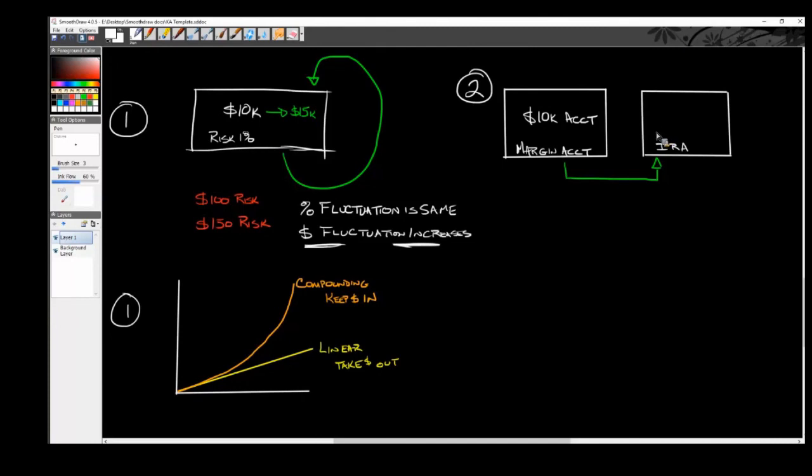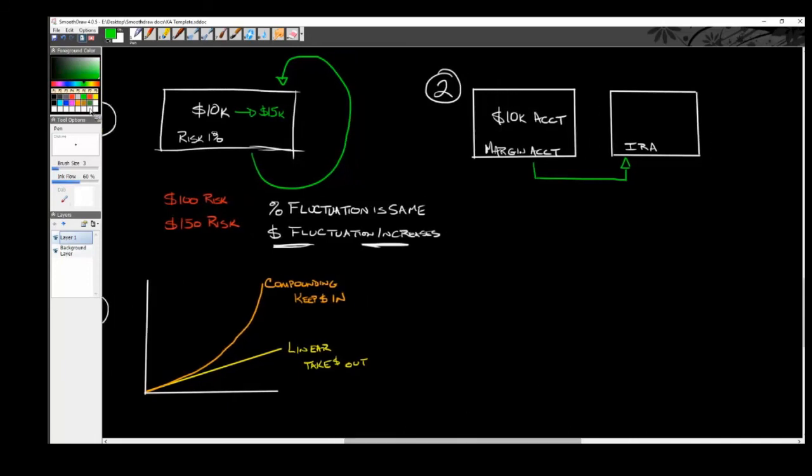Even if it wasn't an IRA, even if it was just a second account, what if, Hector, I take my profits from one account and then use it to maybe fund another one? Could that help me cycle up? That would help me very much psychologically.